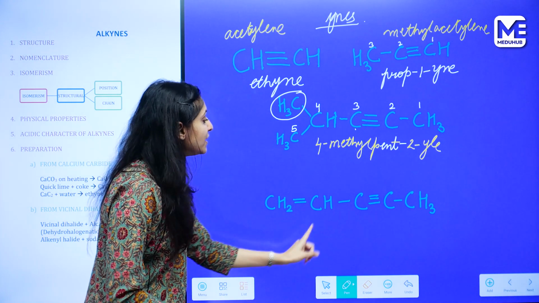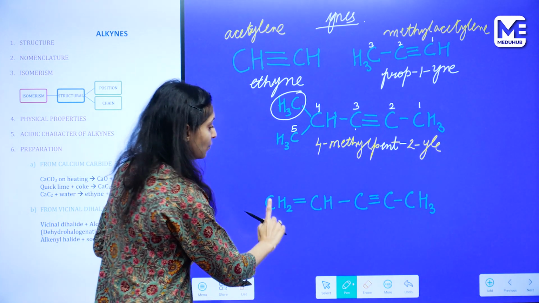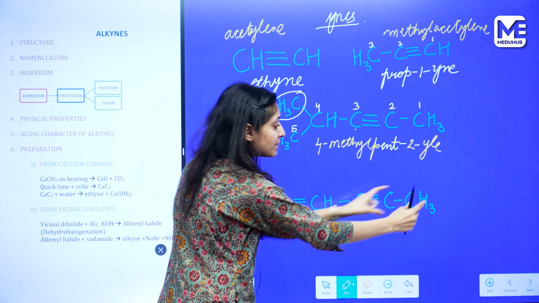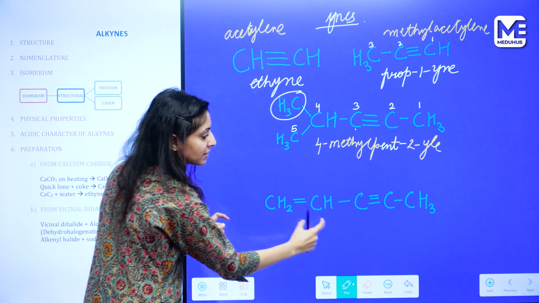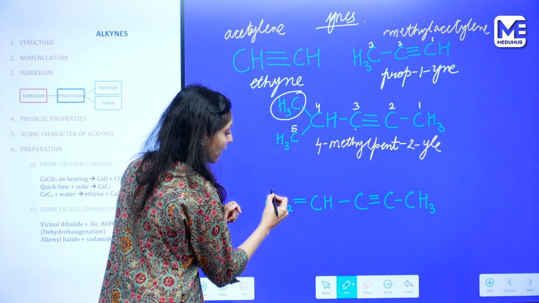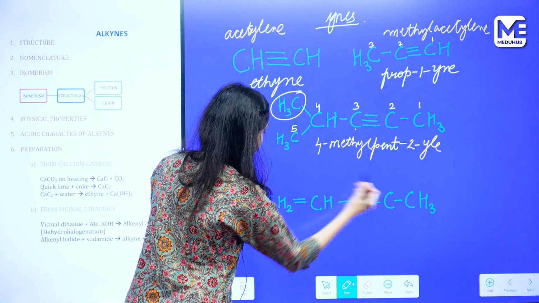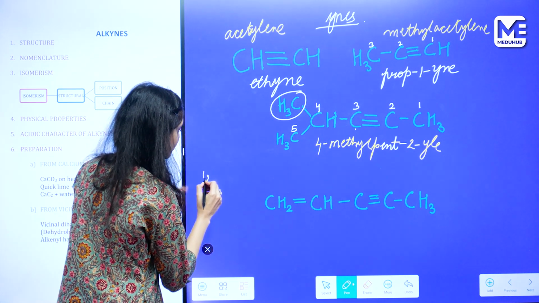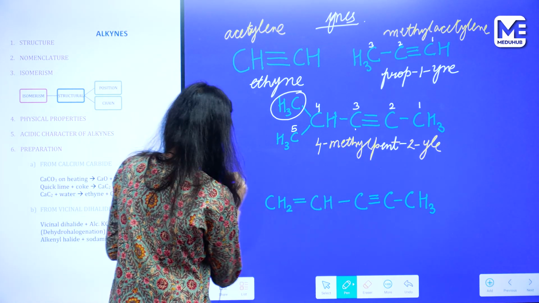Now look at this compound. This contains a double as well as a triple bond. 1, 2, 3, 4, 5. 5 carbons in a straight chain. The double bond is here, the triple bond is here. Now if we start numbering from this side, 1, 2, 3, 4, 5, the double bond and triple bond are getting the numbers 1 and 3.